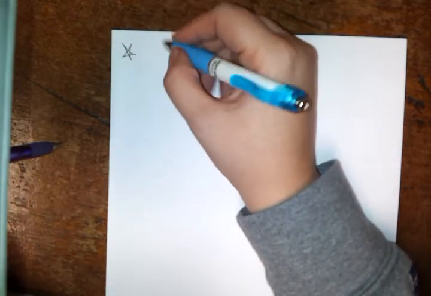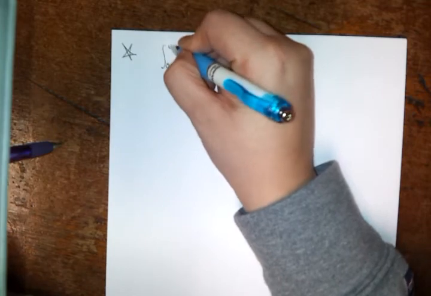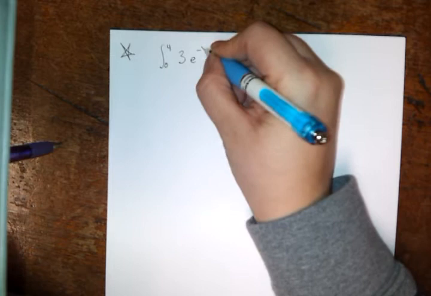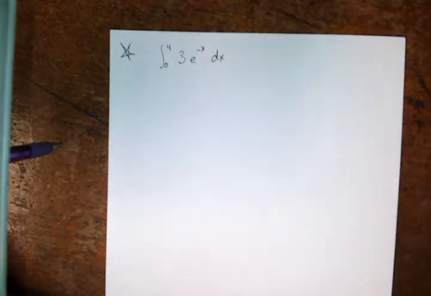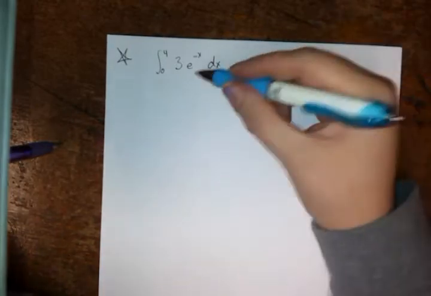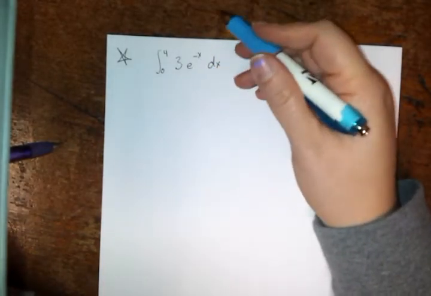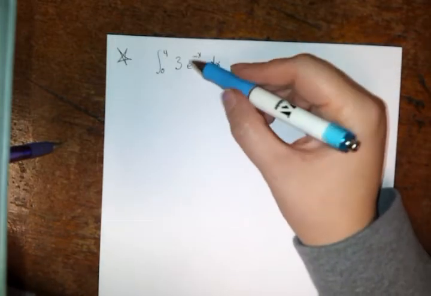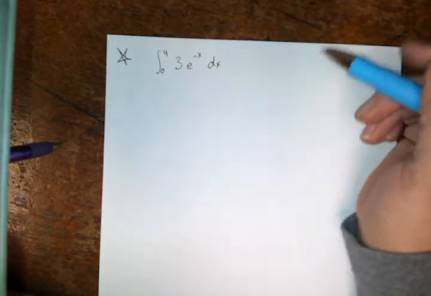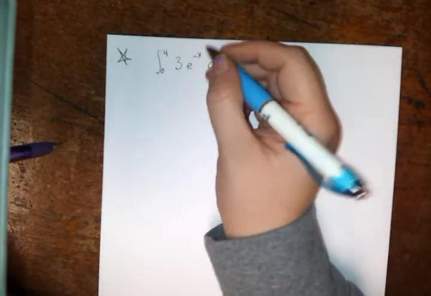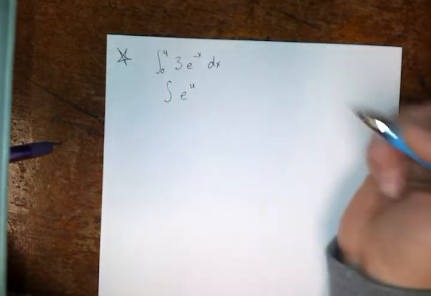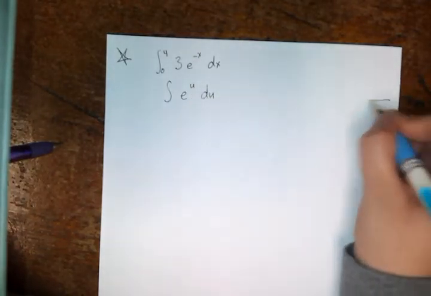Okay, so they're giving us the interval from 0 to 4, and the function they're giving us is 3e to the negative x dx. I look at that and I weep quietly because it's not just e to the x. If it was e to the x, we could solve this very simply. It's very straightforward. But because it's e to the negative x, we're going to have to use substitution. So let's go ahead and rewrite this as e to the u du.